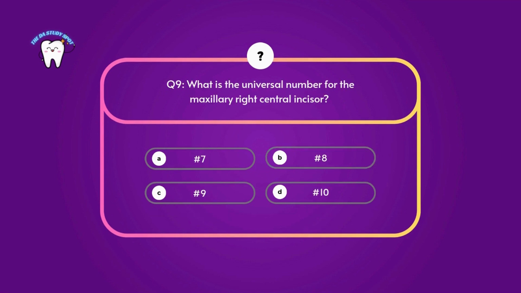Question 9. What is the universal number for the maxillary right central incisor? A. Number 7. B. Number 8. C. Number 9. D. Number 10.